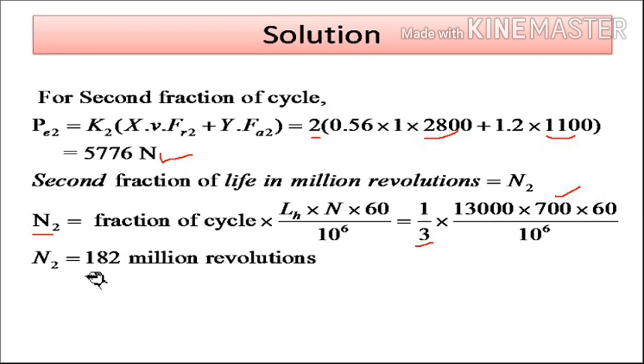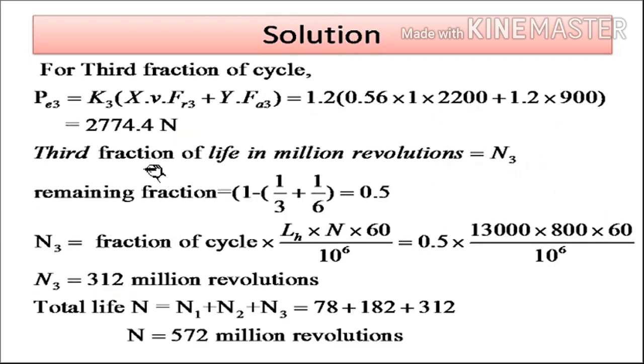Then I will do the same calculations for the third fraction of cycle. So P3 will be equal to, 1.2 is the K3. Then this is the radial force, this is the axial force. If I make the calculation of it, I will get here 2774.4 Newton.